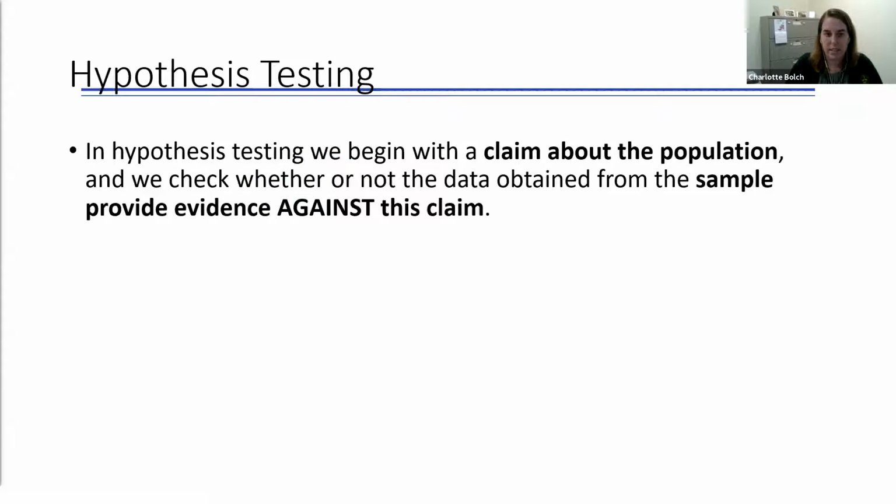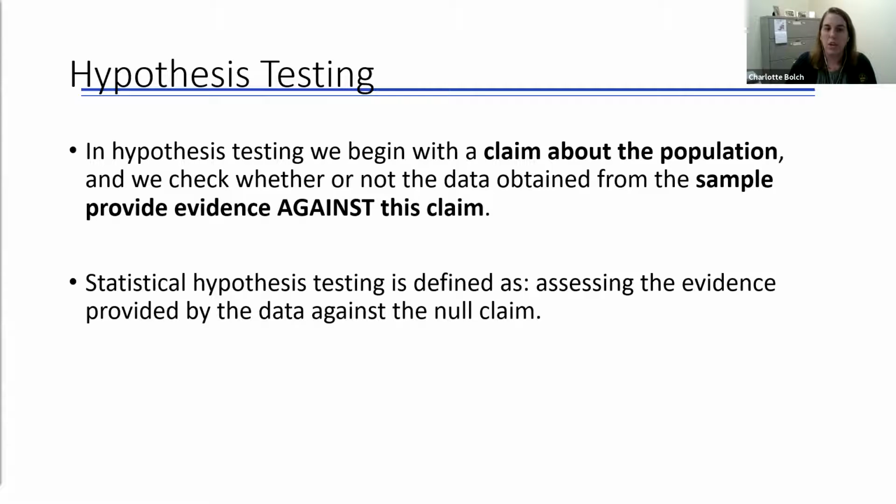So in hypothesis testing, we begin with a claim about the population. And we want to use the data that we've obtained from our sample, this random sample from the population, to provide evidence against this claim. What we're doing with statistical hypothesis testing is assessing the evidence provided by the data against this null claim. The claim is assumed to be true of what's happening in the population unless there's enough evidence that we can reject that null claim.